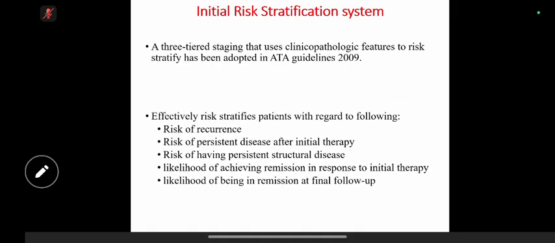So to overcome all these shortcomings, there was a need for a universally accepted initial risk stratification system. A 3-tiered staging system that uses clinicopathological features to risk stratify was adopted in the ATA guidelines 2009. The goal of this stratification system was that it effectively risk stratifies patients with regard to risk of recurrence, persistent disease after initial therapy, risk of having persistent structural disease, likelihood of achieving remission in response to initial therapy, and likelihood of being in remission at final follow-up.